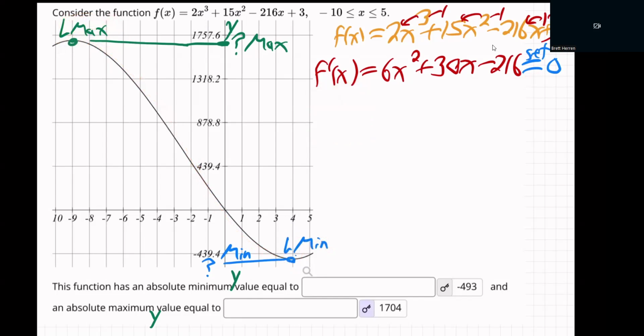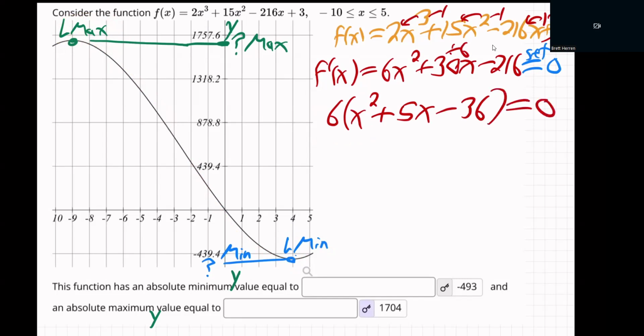Okay. So I've got to solve this equation. What am I going to do? Well, I would factor out a 6 first. It's x squared plus 5x minus 36 equals 0. Just use your calculator, you just divide by 6. I just factored out a 6: 36, 180, and 216 all divide by 6.